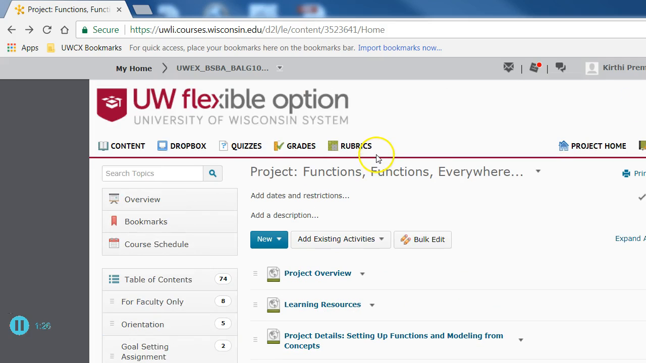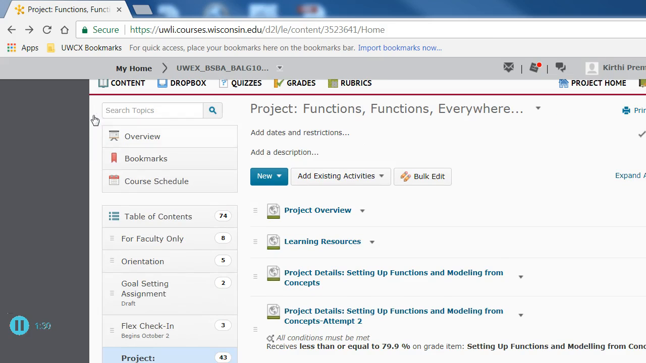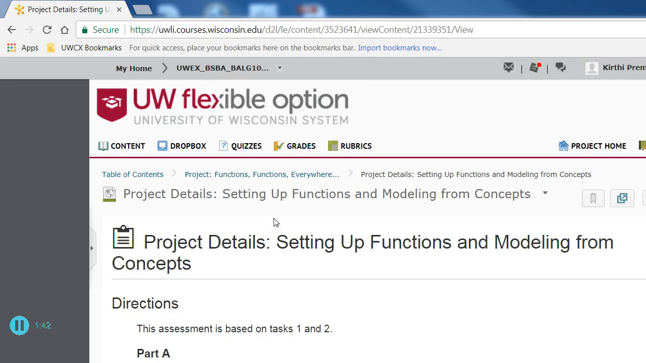So here is what I'm going to do. I'm going to go to the content area of your D2L, go to Project: Functions Everywhere, and then I open that. I get a number of these items. So I go up here to Project Details, Setting Up Functions and Modeling from Concepts. Let's click on that.